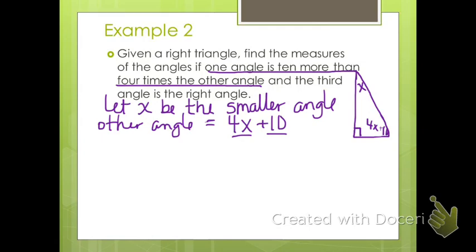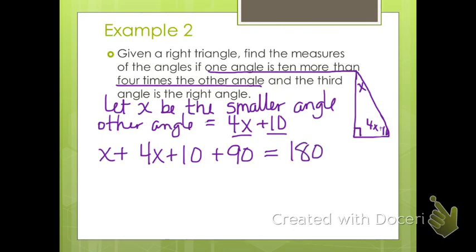Okay, so we said we know that the 3 angles of a triangle add up to 180 degrees. So I have them expressed here. I have x plus 4x plus 10 plus 90 degrees equals 180. Okay, so I had 3 angles here. Here's my first angle, my second angle, and my third angle. And the 3 of them together add up to 180.